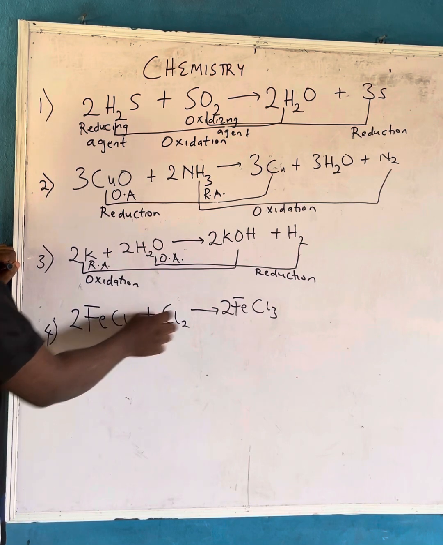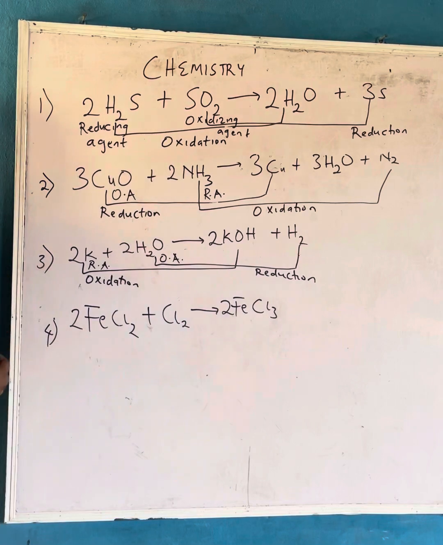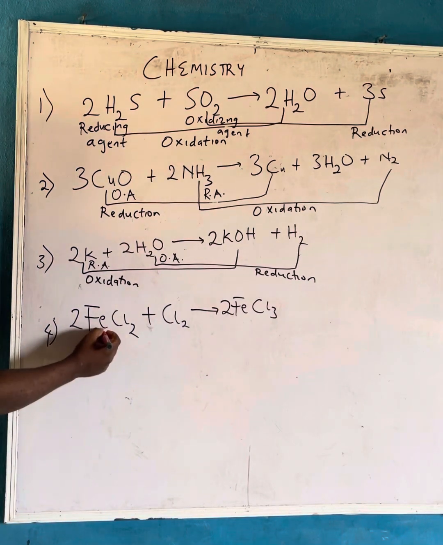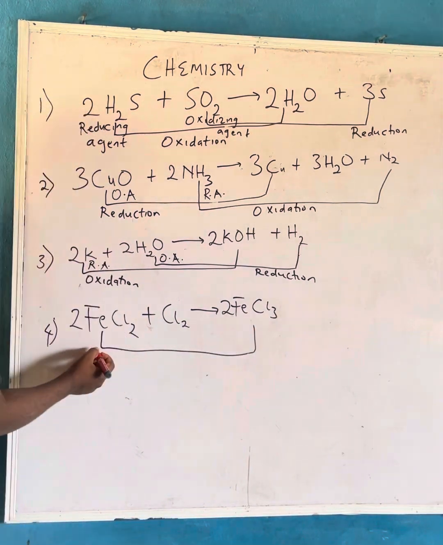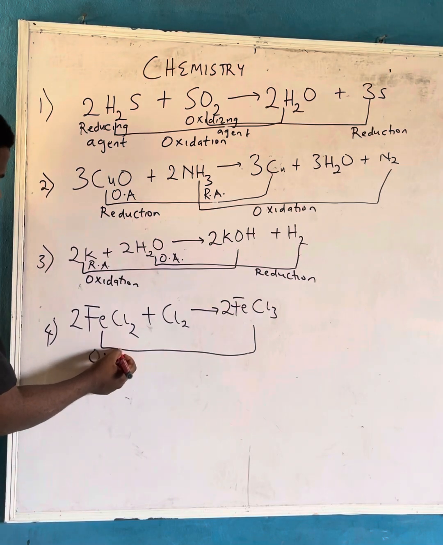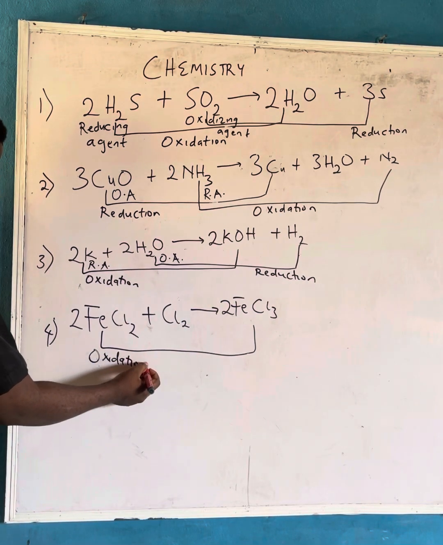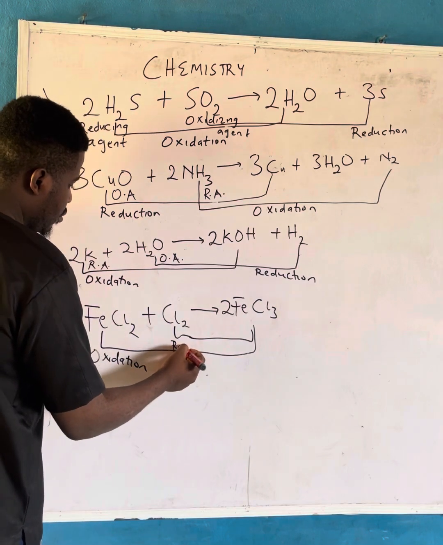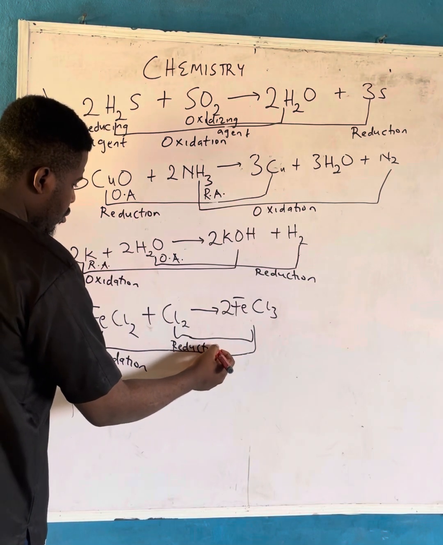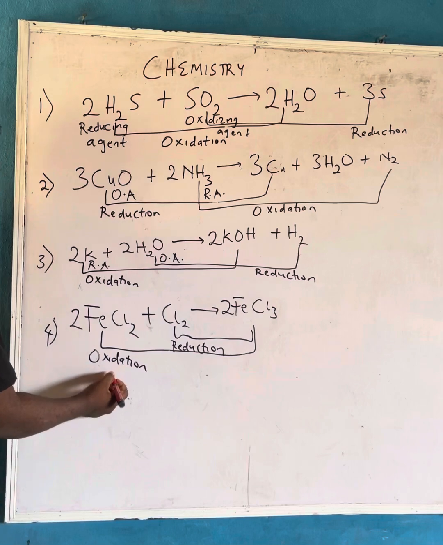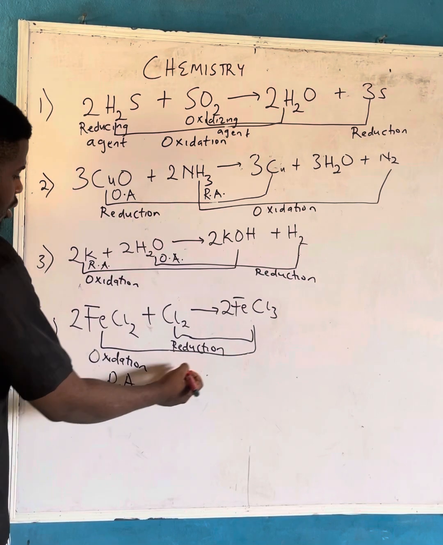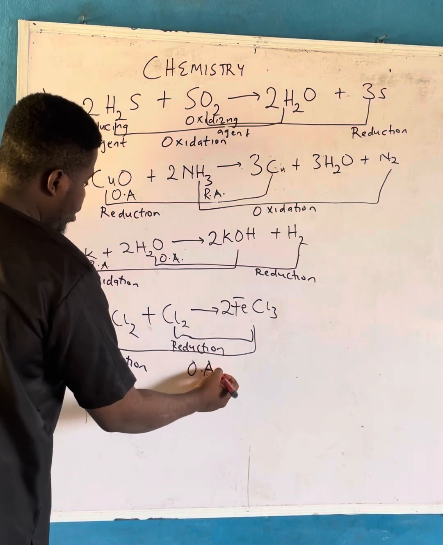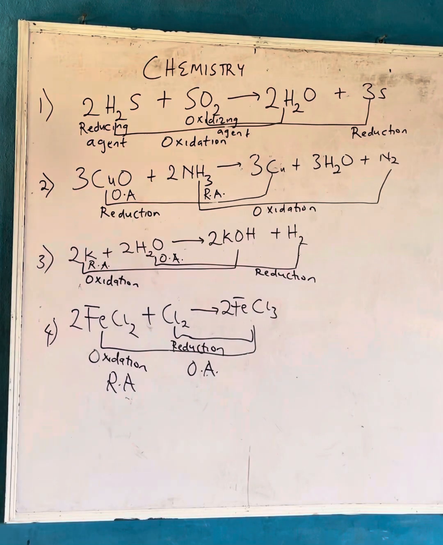So this compound has gained one more electronegative element. So oxidation is occurring here. This is oxidation. And then this is reduction. So these are our reducing agents and these are our oxidizing agents. So that's that about it.